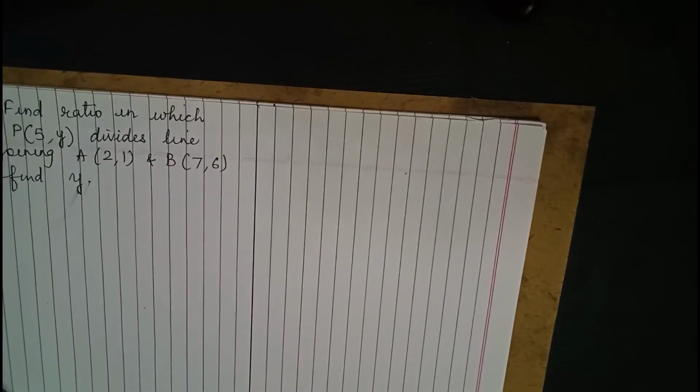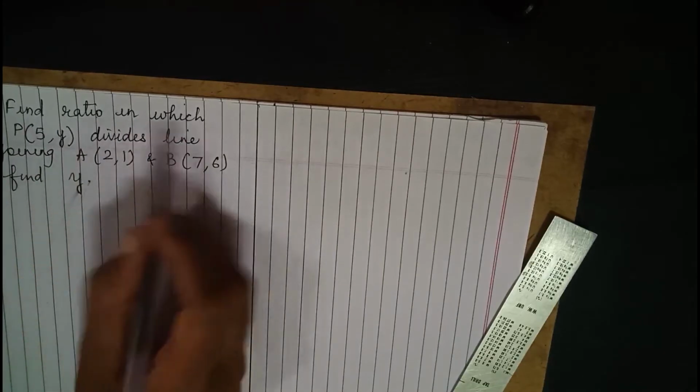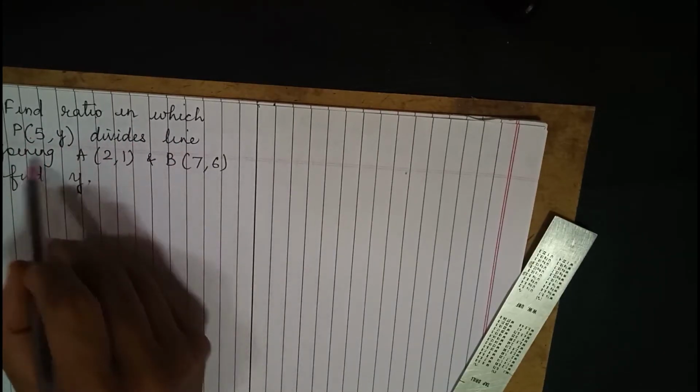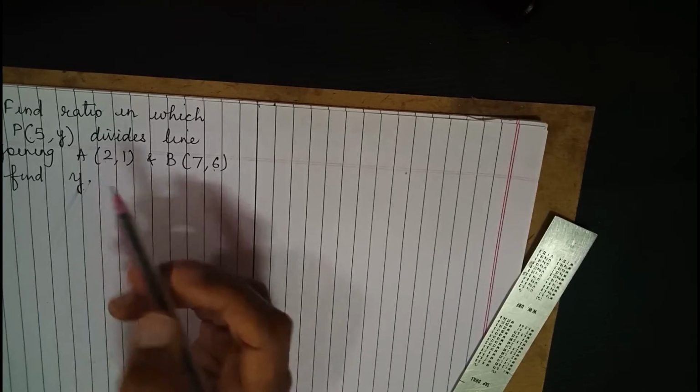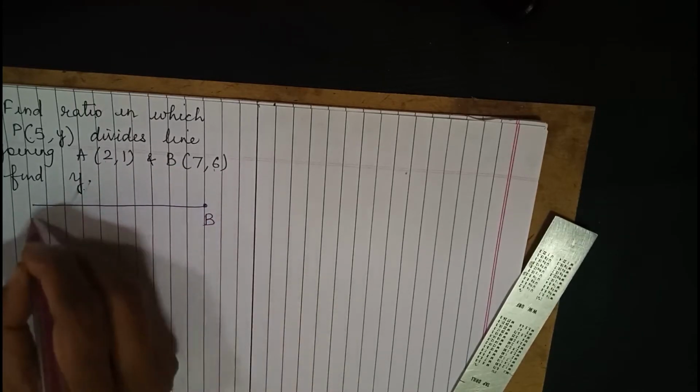Now let's say the ratio, we don't know what the ratio is in which the segment is getting divided. Now here the question says find the ratio in which this point is dividing the line joining A and B, and we have to find out y also. Again, it becomes easier if we draw a diagram.